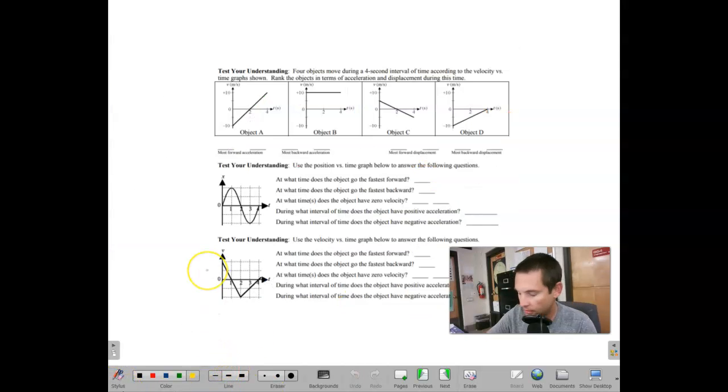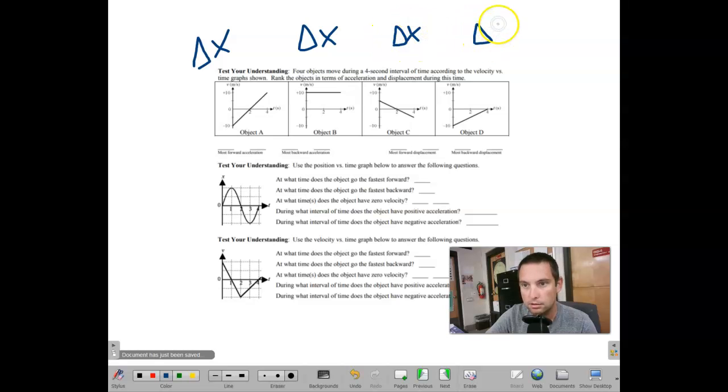Now for this Test Your Understanding, 4 objects move in a 4-second interval, and we are ranking in terms of acceleration and displacement during this time. So what I'm going to do is first figure out the acceleration and displacement, and then I'll rank them. Delta x and delta x. D, C, B, and A. Alright, so how do we get displacement from velocity? I don't know. Let's check that.